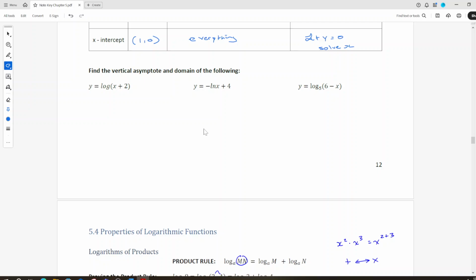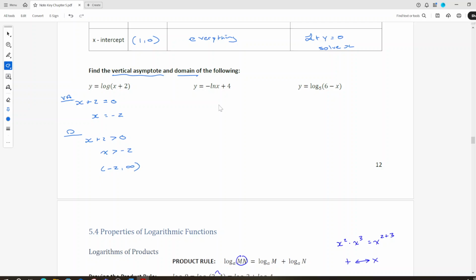So finishing up this extremely long video, I'm really sorry for this, I should make it shorter, we're just going to do 3 examples where you're just going to tell me vertical asymptote and domain. Okay, so to find the vertical asymptote, you set the "of" equal to 0. So for this one, it's going to have a vertical asymptote at x equals negative 2. To find the domain, you're going to set the "of" so that it has to be greater than 0. So x has to be greater than negative 2, or negative 2 to infinity.